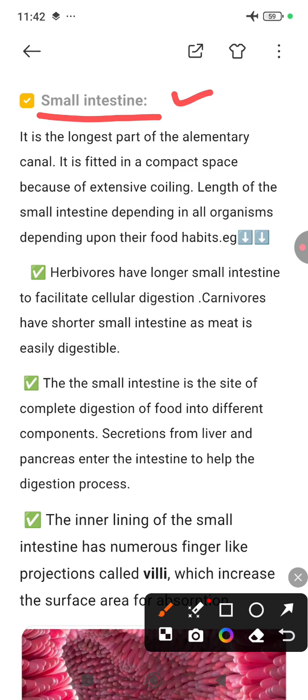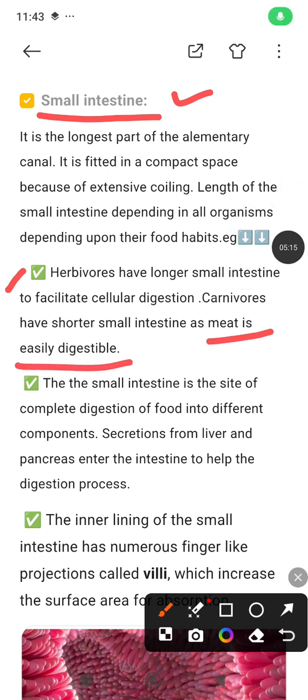The small intestine is the longest part of the alimentary canal. It is fitted into a compact space because of extensive coiling. Its length differs among organisms depending upon their food habits. Herbivores have a longer small intestine because they eat grass, which contains cellulose, so they need a longer intestine for cellulose digestion. Carnivores have a shorter small intestine because meat is easily digestible.